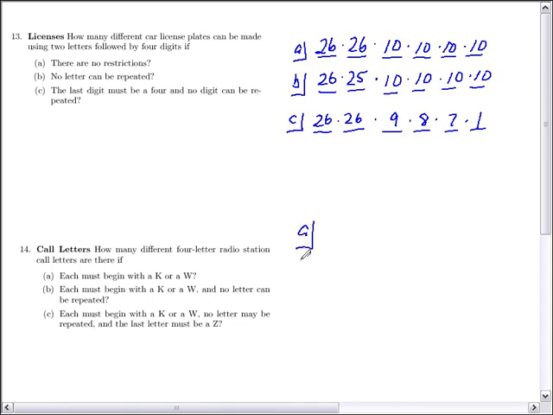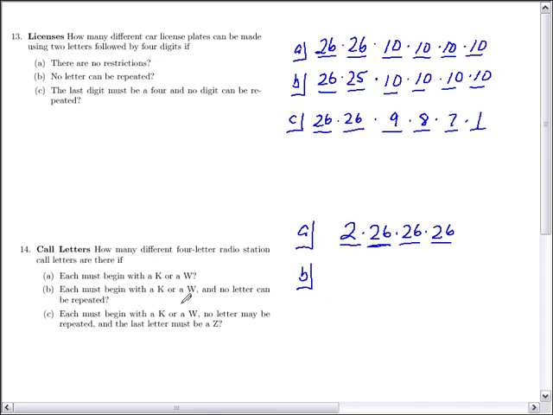How many different 4-letter radio station call letters are there if each must begin with a K or a W? Well, we have 2 choices, has to be a K or W. So if you think for your call signs for your radio stations, can you have any repeats? Well, if you think through some of the ones you've probably listened to, the answer is yes. So there are 26 choices for the last 3 spots.